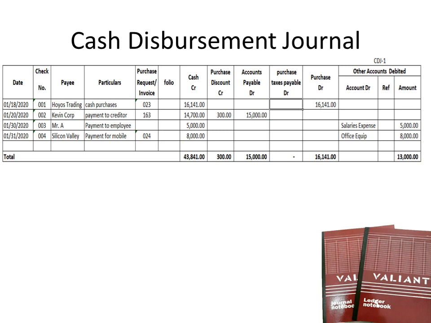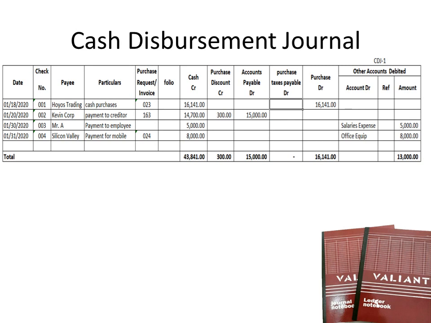Okay? Next, on January 30, 2020, we pay in check 003, Mr. A, payment to employee. So we don't have any purchase, but you could also put in here your salary number or the salary vouchers. So we pay in cash 5,000. Oops, it's no purchase. It's not an accounts payable. It's also not a purchase payable. It's not a purchase, but indeed, it's a salaries expense. So we put it in the other accounts column. This other accounts means those are not accounts that are within the columns. See? So that's why we put salaries expense 5,000.